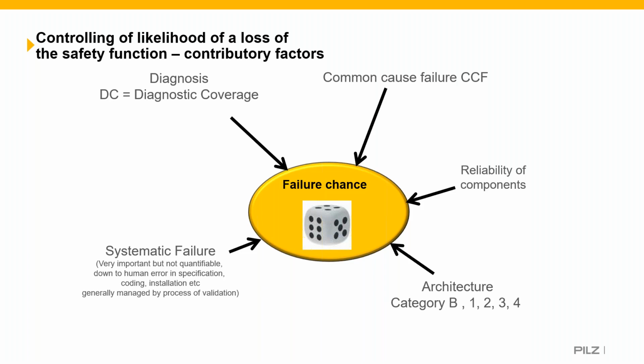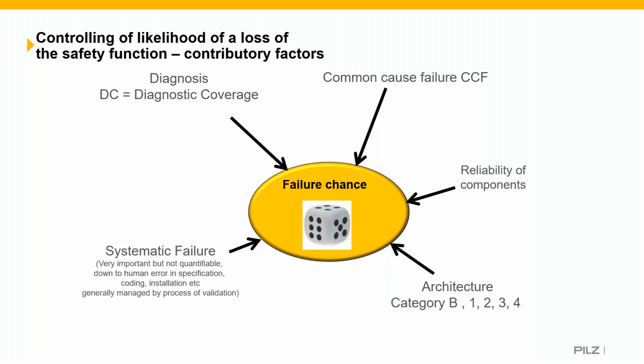So we have diagnostic coverage. This is the system's ability to diagnose dangerous failures upon itself. We have common cause failures, so we don't want a single failure leading to multiple failures. Reliability of the components, the category of architecture, so we have 5 of them, and again we'll come on to these a bit more, and any systematic failures.